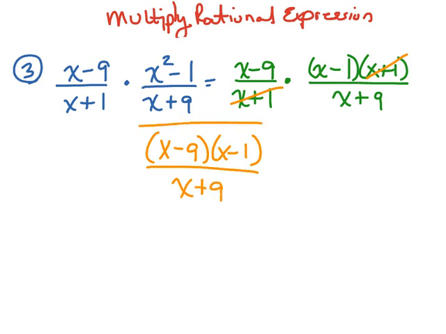Therefore, I can leave the answer like this. Or I can take this one step further and actually use the FOIL method to multiply the two binomials on the top there. But at this point, we'll just go ahead and leave it as such. And this is our answer.